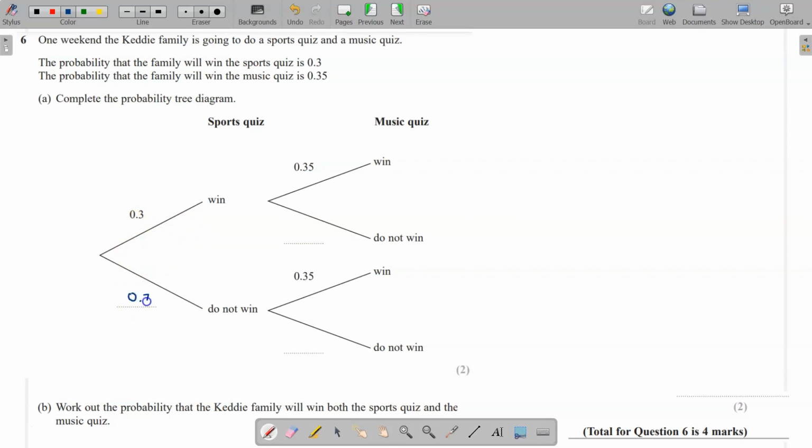Okay. This is 0.35, that must be 0.65. And this one similarly must be 0.65. So there's 2 marks for that part.